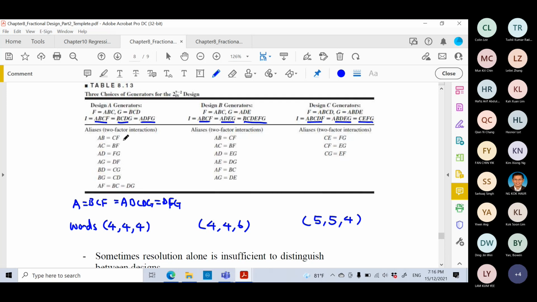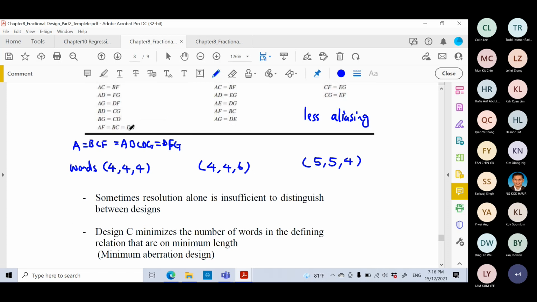But for the two-factor interaction here, you have so many of them. This one will be less, this one will have the less aliasing. So in the following example, even though all three of them give you the same resolution of 4, we will choose this one as our generator, and then we run the treatment combinations under this part. We are using the following one to run the treatment combinations instead of this one or this one.